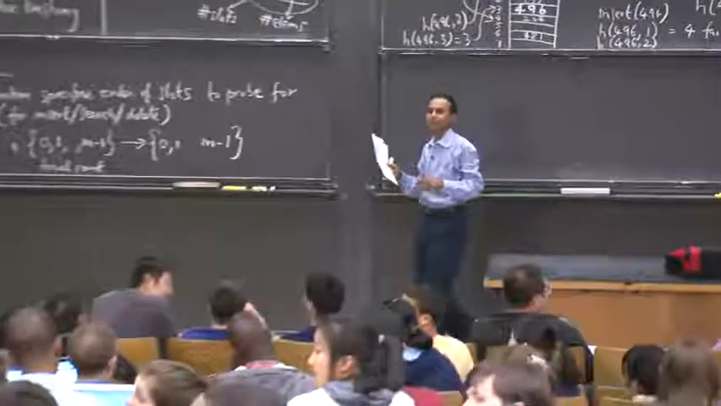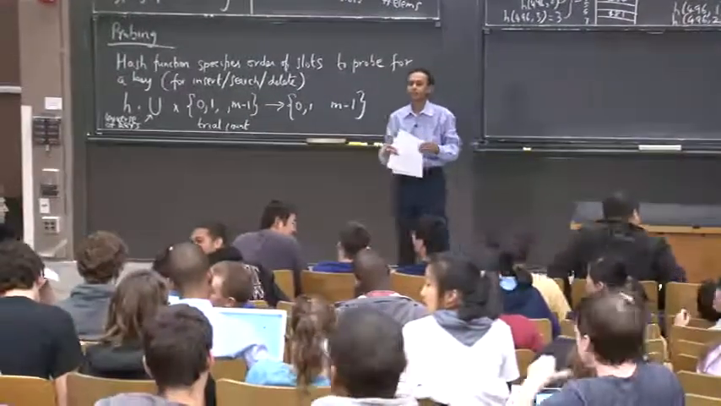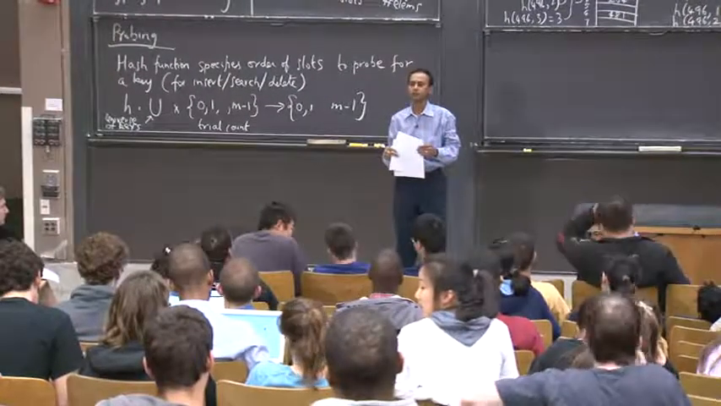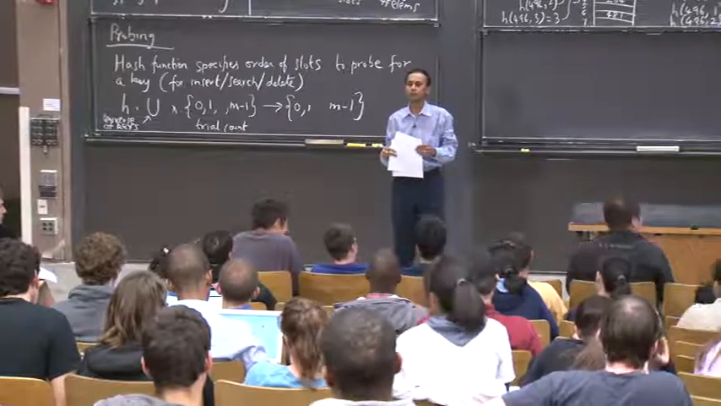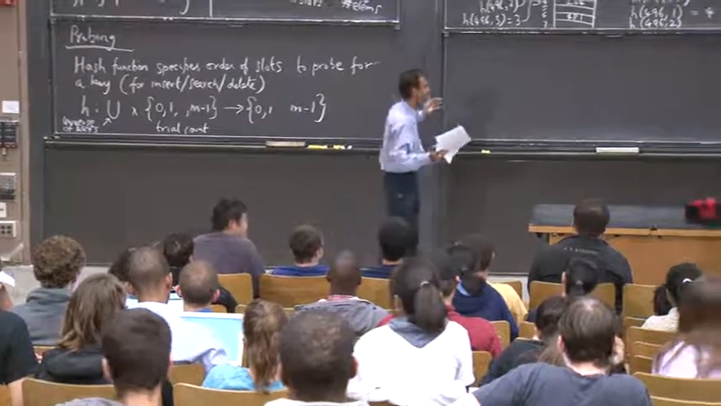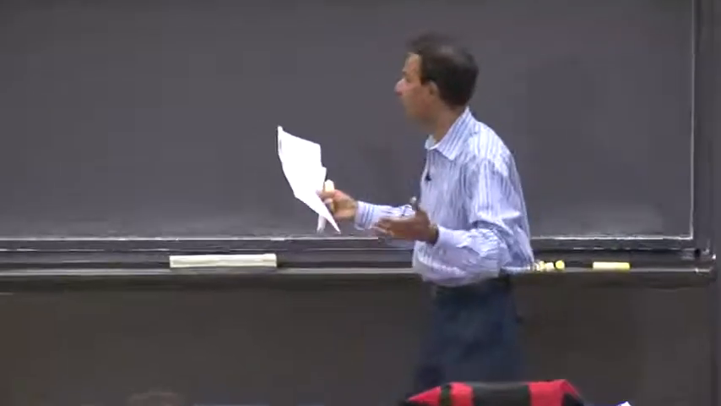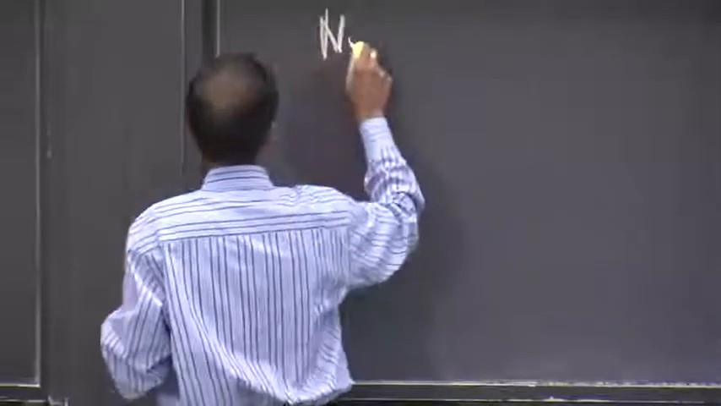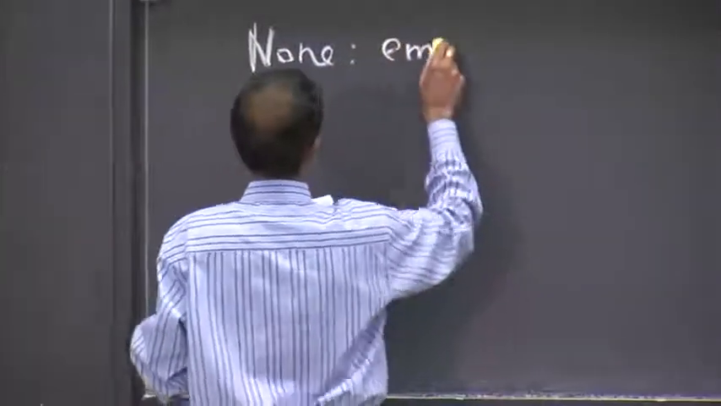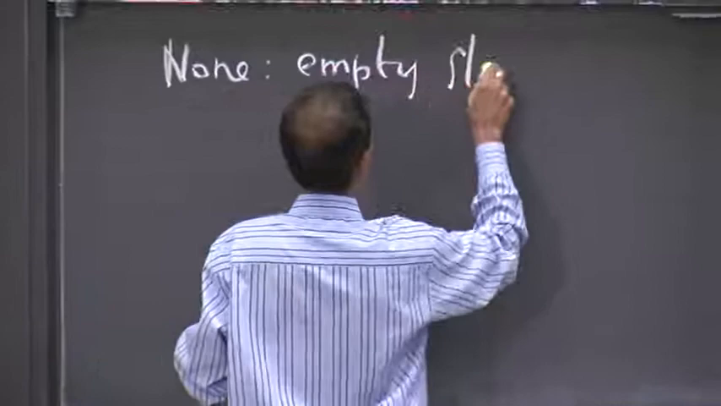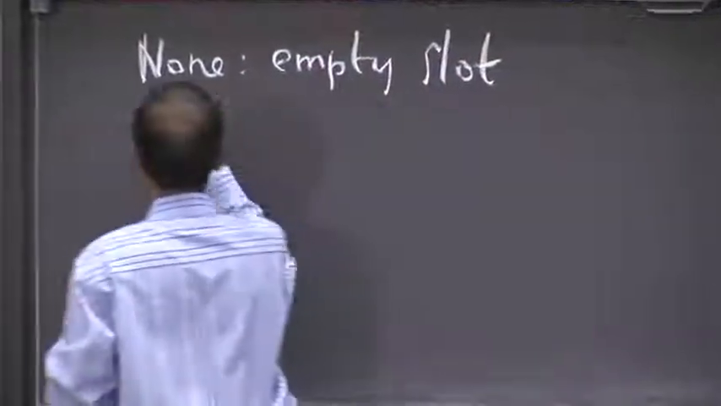Would you just do the same kind of probing thing until you got to the point where you find it, or maybe you don't find it? Right, so you do exactly. It's very similar to insert. You have a situation where none would indicate an empty slot. And you can think of this as being a flag.